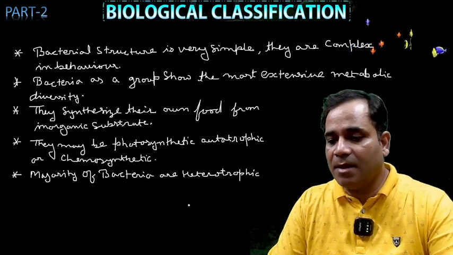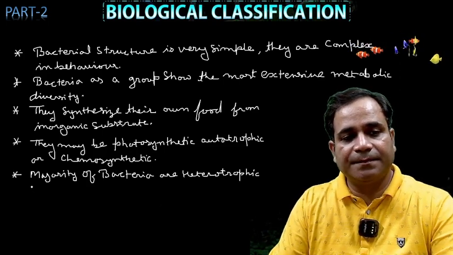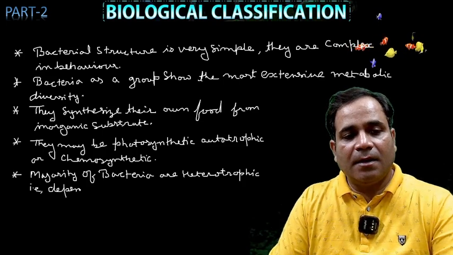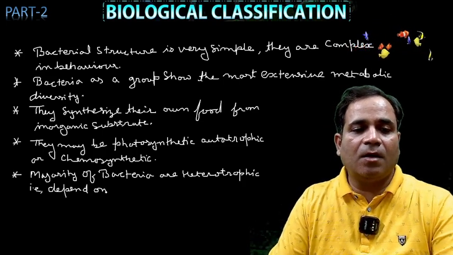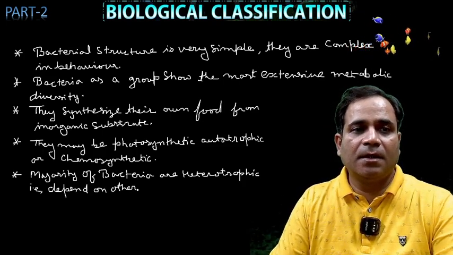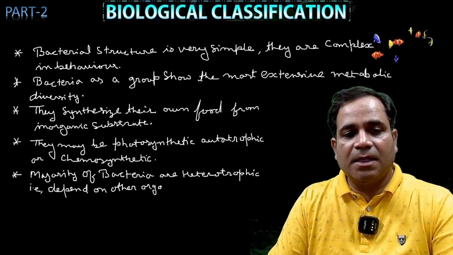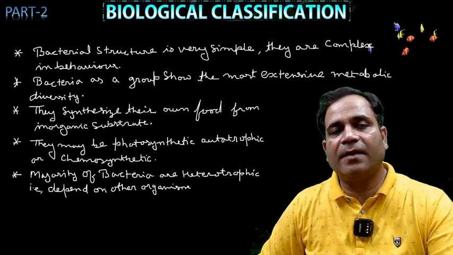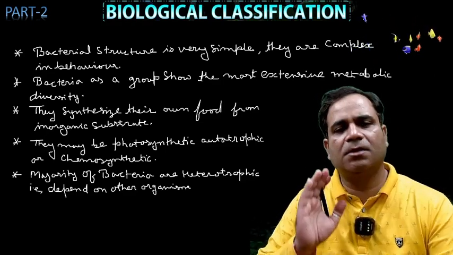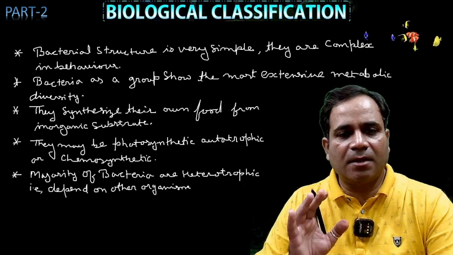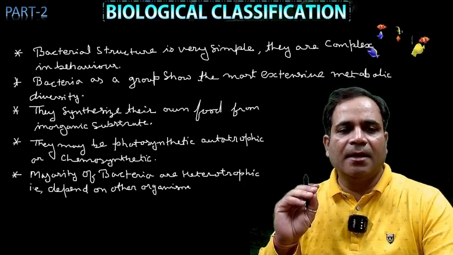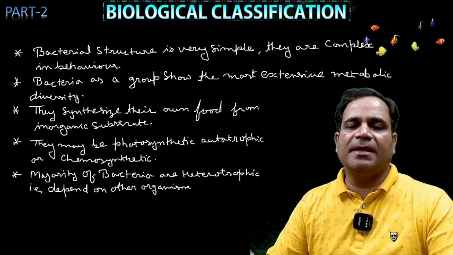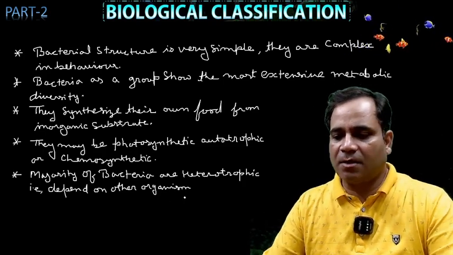Heterotrophic means they depend on other organisms. So the majority of the bacteria are heterotrophic, but some are photosynthetic also. Either they have photosynthetic or chemosynthetic nutrition. The majority of bacteria are heterotrophic, which depend on other organisms.